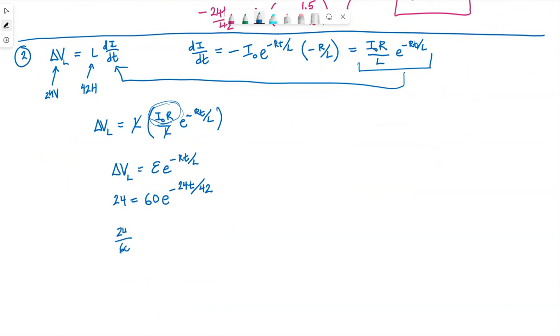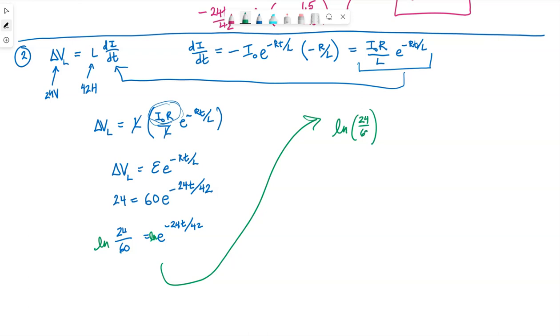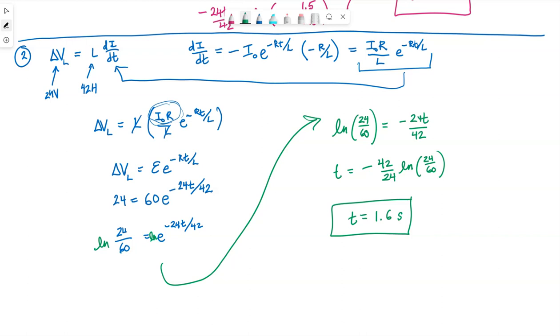So I want to divide both sides by 60 so that I get my exponential function by itself. Now I can take the natural log of both sides. The natural log of 24 over 60 will be the negative 24t over 42. So this time, the time at which the inductor has a voltage of 24 volts across it, is 1.6 seconds, which is what we got before, which is a good thing because we're still solving the same problem.